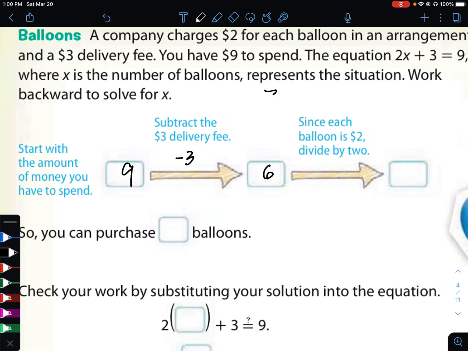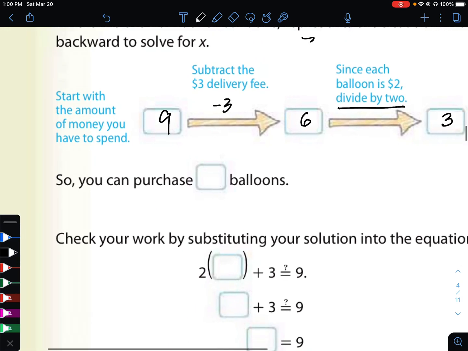Since each balloon is $2, divide by 2. Remember, this one means 2 times x. The inverse operation of multiplication is division, so we actually divide by 2 here. When we divide by 2, 6 divided by 2 will give you 3. So you can actually purchase 3 balloons.